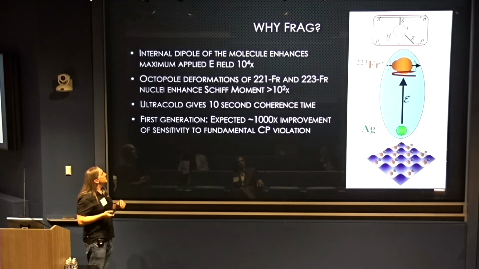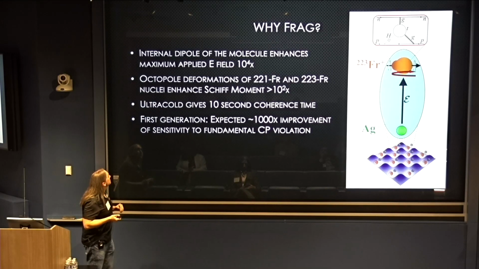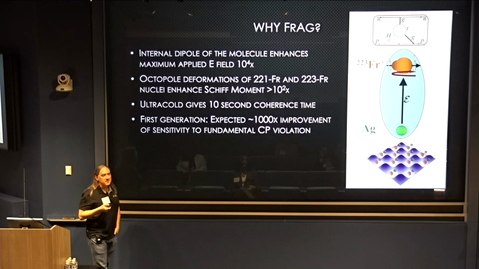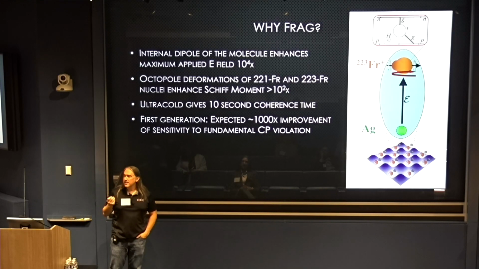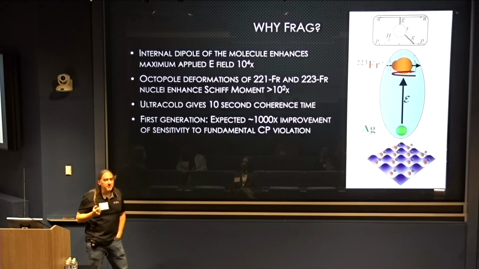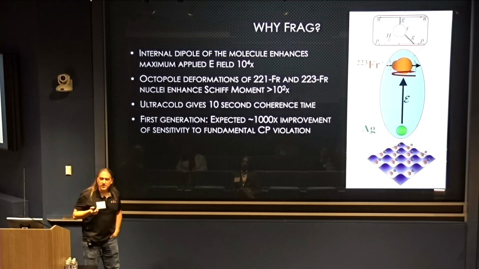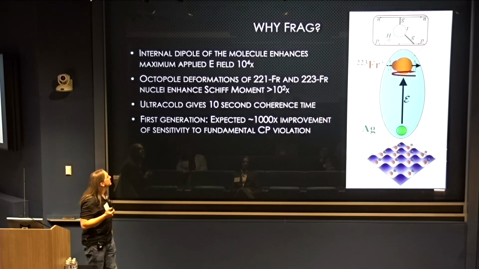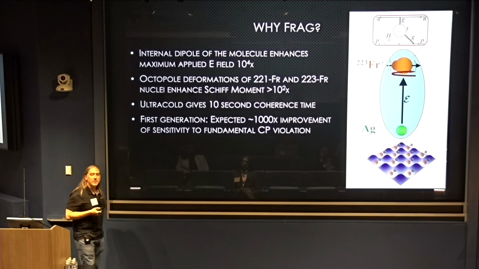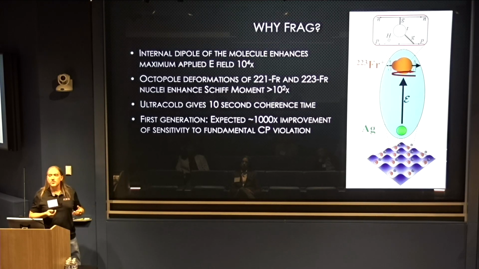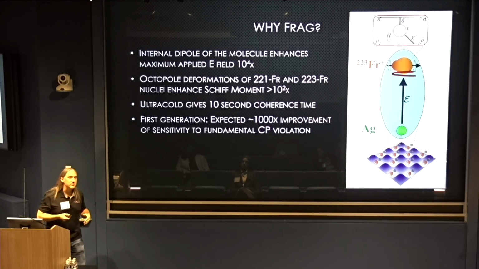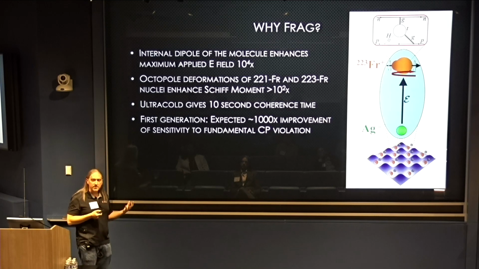Why francium silver? Masochism. So francium is a radioactive atom. The longest lived isotope has a 15-minute half-life. Silver almost looks like an alkali if you squint hard, an alkali with awful UV transitions. So why are we doing this to ourselves? Well, one is what's been talked about a lot, that the internal field of the molecule gives you a massive enhancement to the field you can apply to the nucleus when you're looking for this EDM.